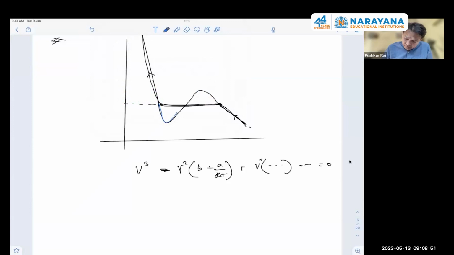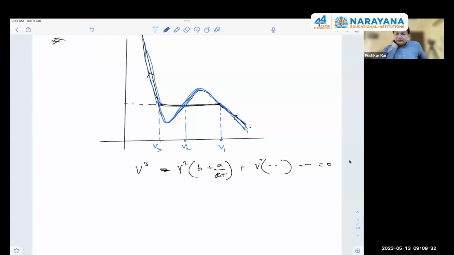No. It could not explain this. This portion was not explained. This portion was not explained. This portion was not explained. Only this portion was explained. And if you drop a perpendicular here, here, and here, there is a volume. Let's call it VA, VB, and VC. Or not VC, there will be confusion. What should I write? 1, 2, 3.